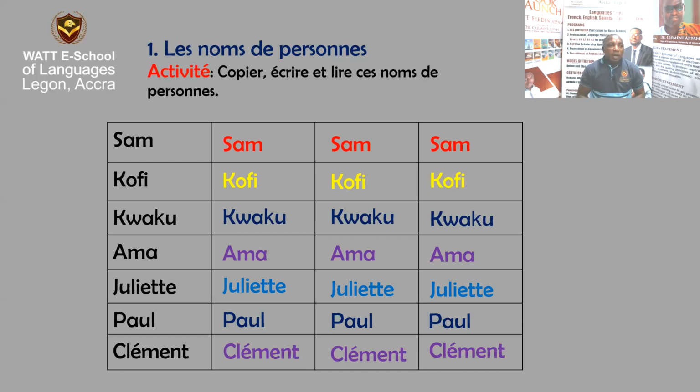We have written about seven names. We have more. Even your name belongs to this category. If you are Kwame, Kwame is part of this. If you are Kwaku, Kwaku is part of this. If you are Agnes, French will say Agnes. So it's part of this. You could not mention all the names, but let's take these few.